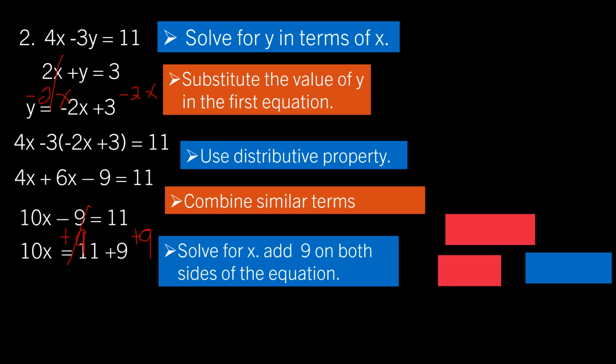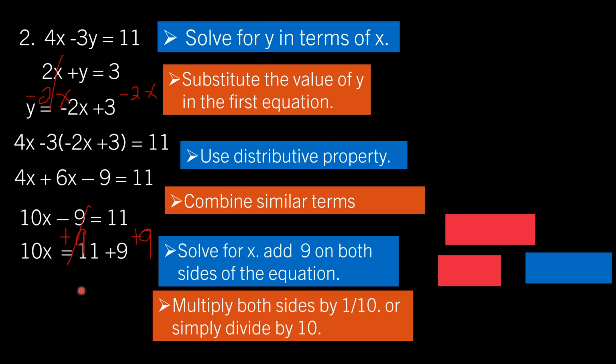And then, what are we going to do now? This 11 plus 9, that is 20. So we have 10x is equal to 20. So multiply both sides by 1 over 10 or simply divide by 10. So we have now 10x is equal to 20 divided by 10. Okay, so this is now x, because this is 1, is equal to 2, right? Okay, so x is equal to 2. That is the value of x now.